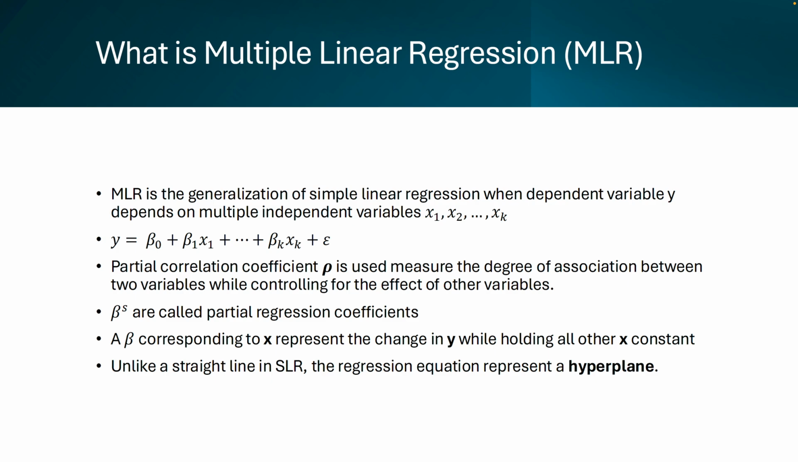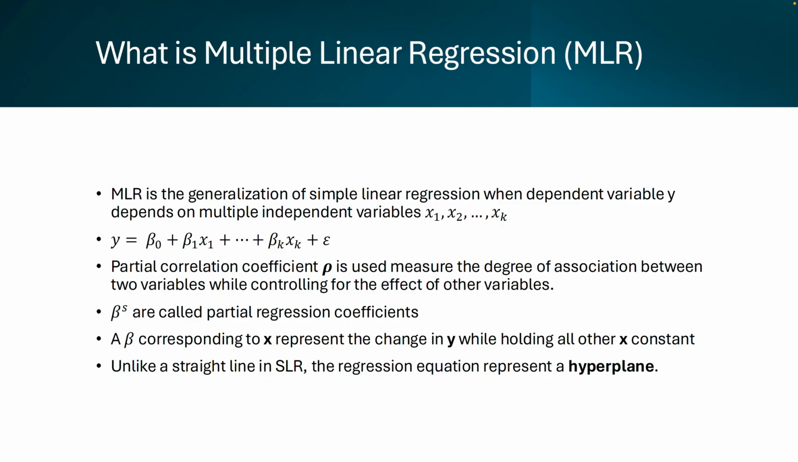Now the correlation coefficient rho is the partial correlation coefficient, and it is determined for every pair of y with x1, y with x2, y with x3, and so on, to measure the degree of association between two variables while controlling for the effect of the other variables.